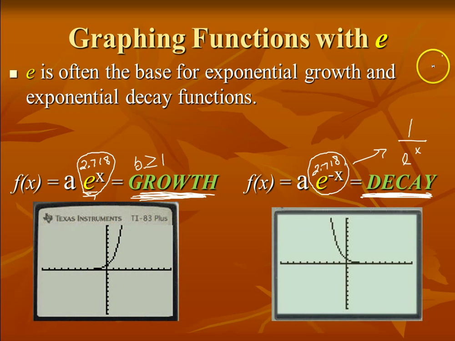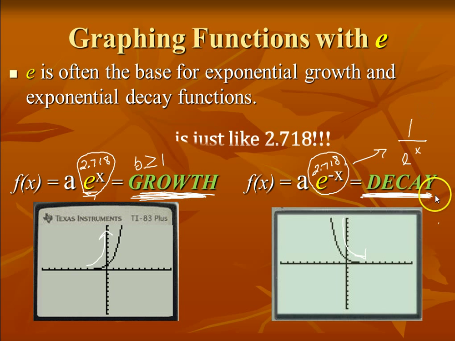Now, if you were to type these in your calculators, you would also see that. This first one, here's your a times e to the x. It's going up, so that's our growth. A times e to the negative x, coming down, that's our decay. Okay, and again, don't forget, anytime you see e, it's just like 2.718.